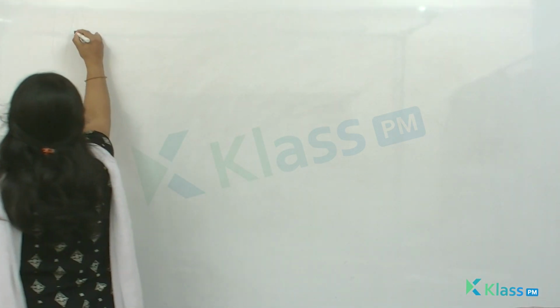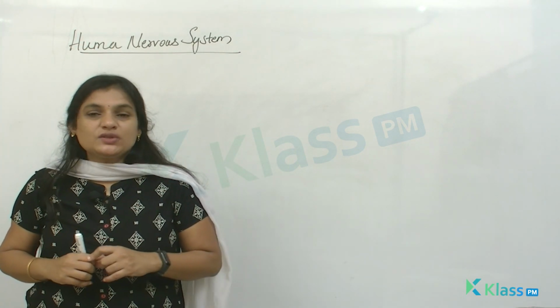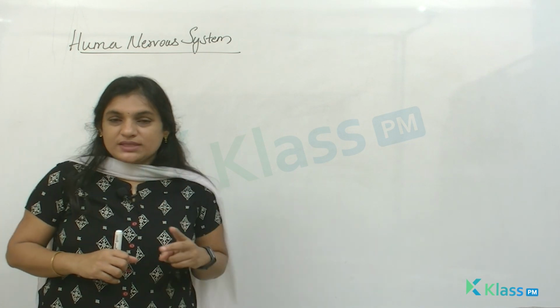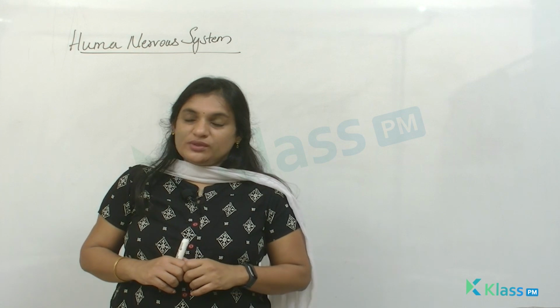I told you that there are two ways to bring in coordination in animals. One is the nervous system and the other is the endocrine system. So let us deal with the nervous system.